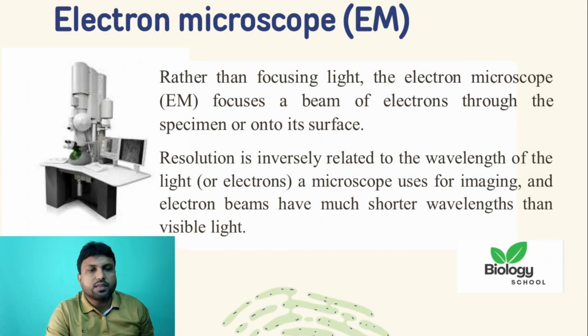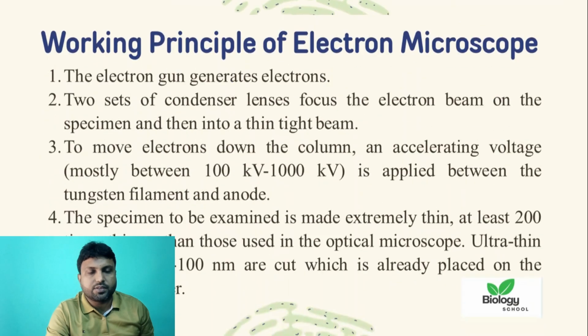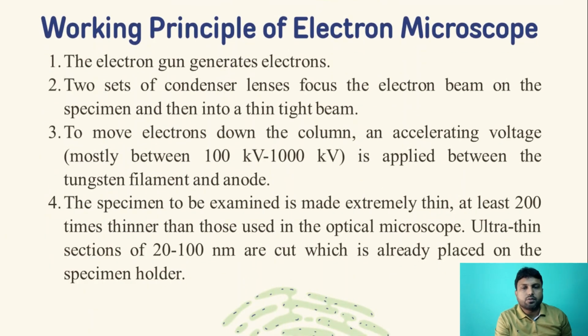Rather than focusing light, the electron microscope focuses a beam of electrons through the specimen or onto its surface. Resolution is inversely related to the wavelength of the light a microscope uses for imaging, and electron beams have much shorter wavelengths than visible light. Now, in short, about the working principle of the electron microscope.